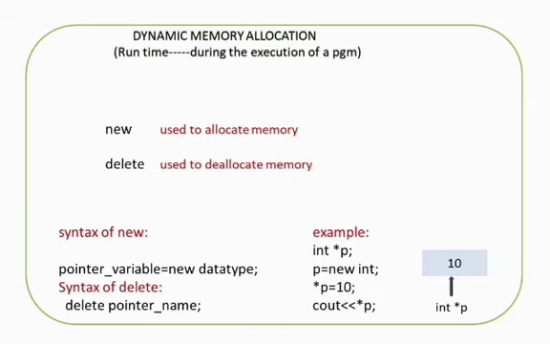So what does the new operator do? The new operator creates a memory and returns a memory address to the pointer. It means the address of the location where the data has to be stored will be moved to the pointer. Okay, now let's see an example of how the memory will be created.